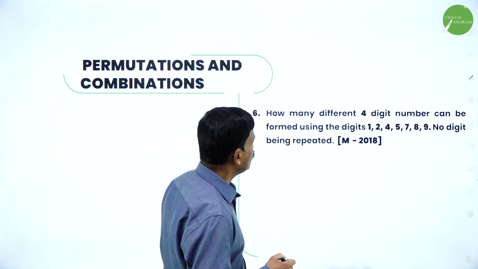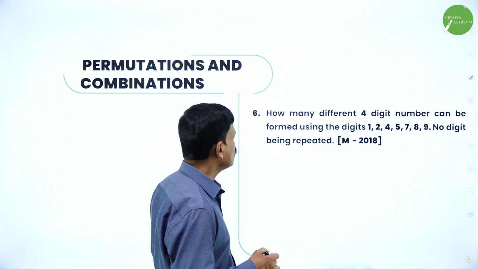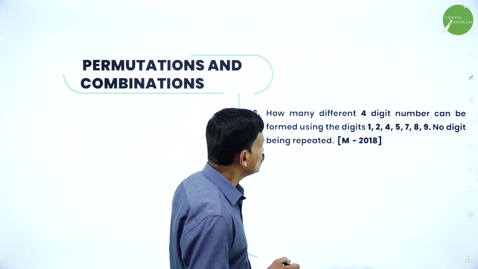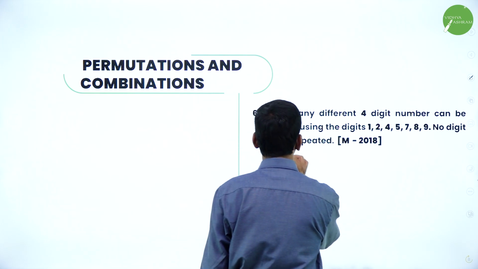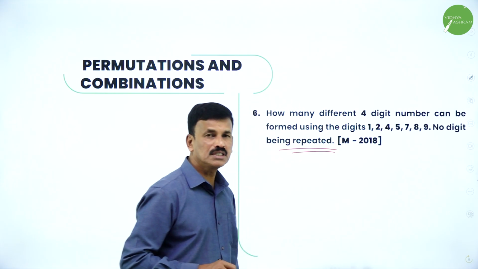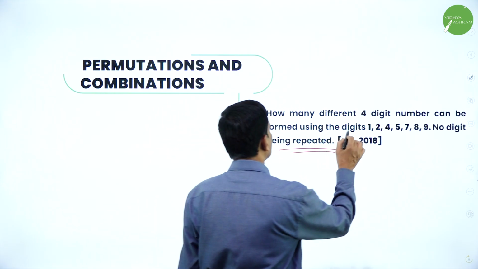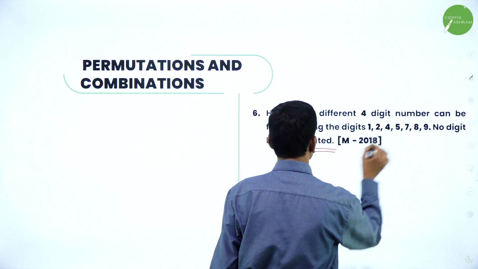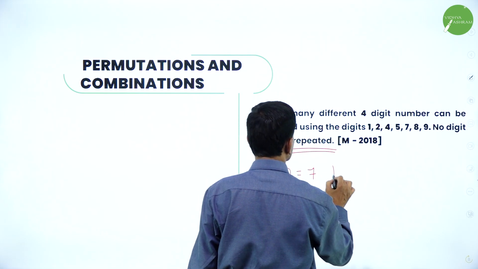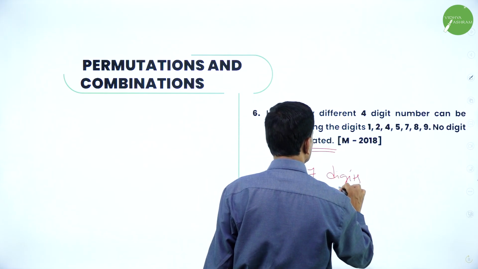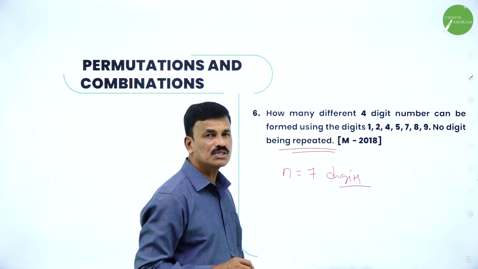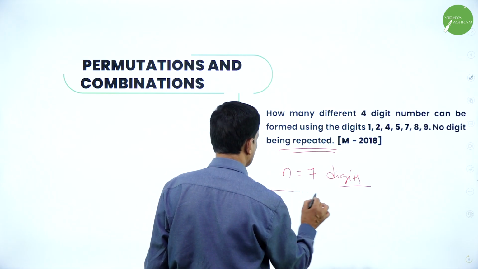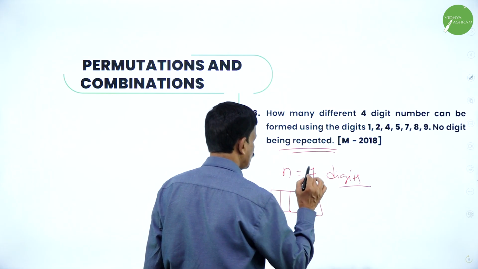How many different 4-digit numbers can be formed using the digits 1, 2, 4, 5, 7, 8, 9, no digit being repeated? How many digits are there? 1, 2, 3, 4, 5, 6, 7. Here n is equal to 7. 7 digits are there. So, using these 7 digits, how many different 4-digit numbers can be formed?